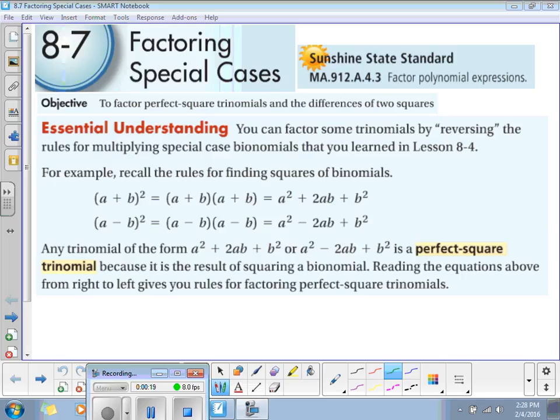Any trinomial in the form a squared plus 2ab plus b squared, or with a minus 2ab, is a perfect square trinomial because it is the result of squaring a binomial. So like here we have a plus b times a plus b, that's squaring a binomial, a plus b quantity squared. That's going to give you those special formulas that we learned in one of the previous lessons, okay?